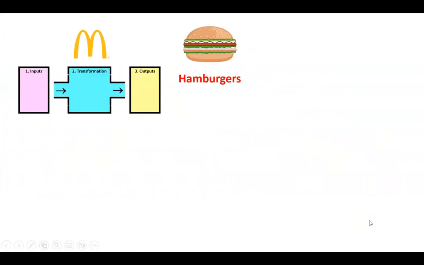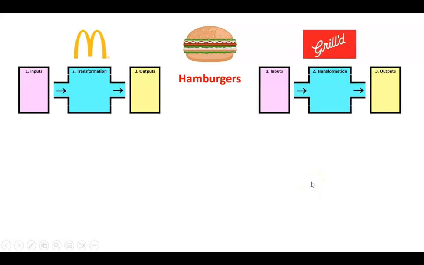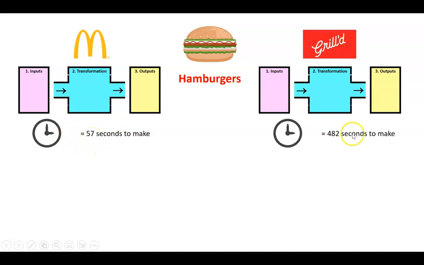So if we took hamburgers, for example, and I'm making these numbers up, but we could say McDonald's makes hamburgers with an operation system and so does Grilled, but their businesses are very, very different. These numbers aren't exact, they're just made up to demonstrate a point. But for example, the average burger to make at McDonald's takes 57 seconds, whereas at Grilled, it might take 482 seconds. In fact, it's probably even longer than that.